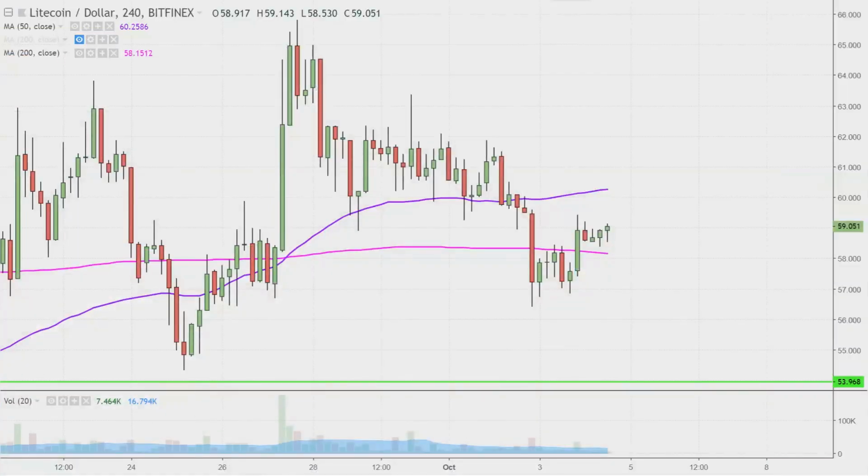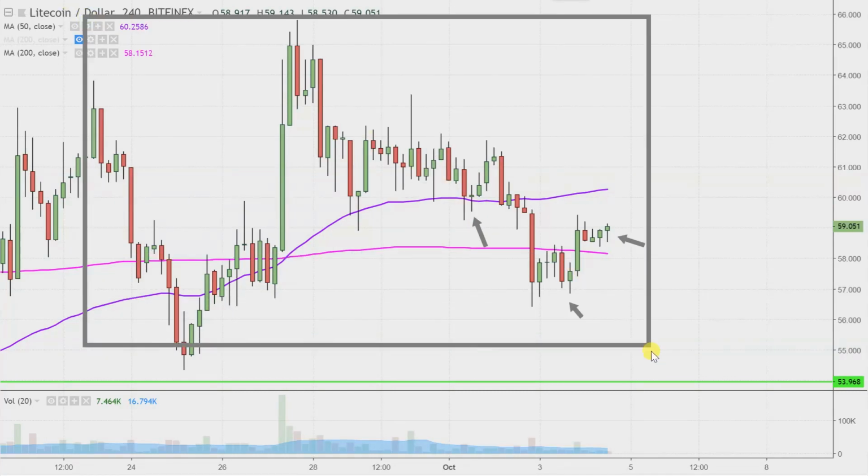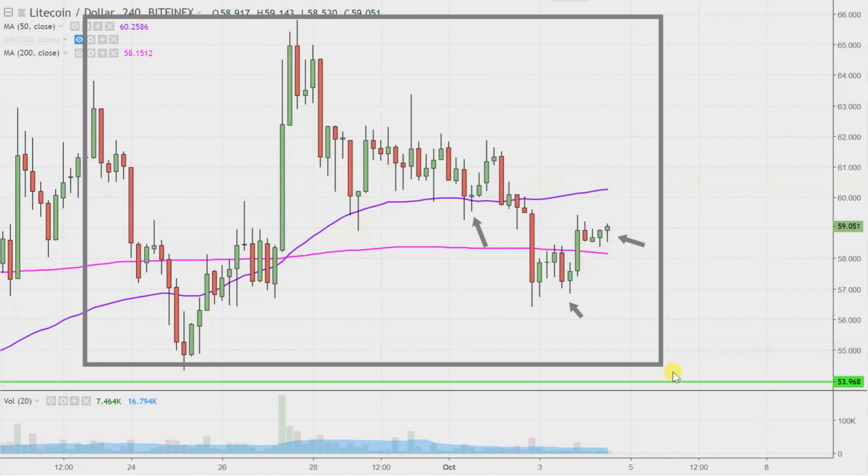Real quick, what do I mean by 4-hour in case maybe you're new to charts? Instead of each one of these candlesticks representing 1 day's worth of price action, which is what you would normally see, each one represents 4 hours. So while this may look like a few months worth of time, it's actually just the past couple of weeks broken down into 4-hour time slices.